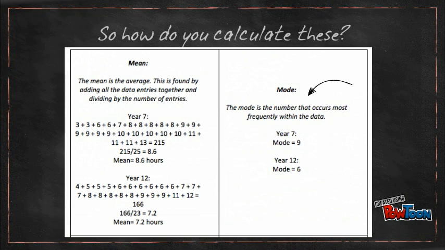Now onto the mode. Working out the mode is as simple. Again, it can be completed on Excel, but it's basically the number that occurs most frequently within each set of data. So for Year 7s it was 9 and Year 12s it was 6 hours.